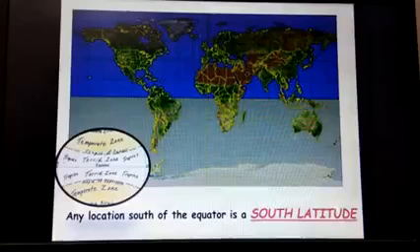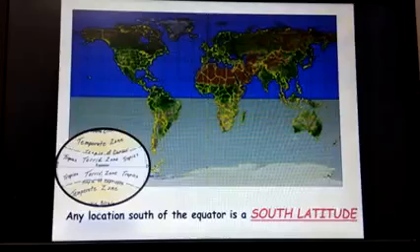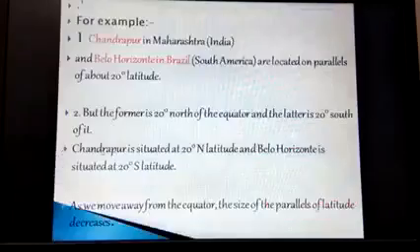All these lines running in the west to east direction, remember, are known as latitudes. The lines on the south side of the equator are known as south latitude lines. The lines on the north side of the equator are known as north latitude lines.